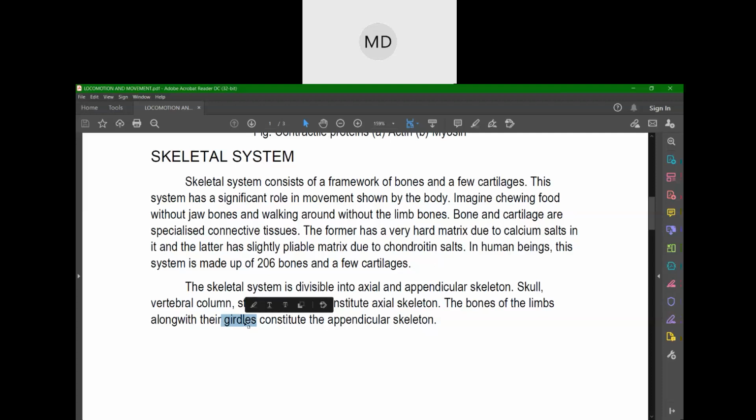So all those girdles, and the bones of the limbs, means hands and legs, comprise the appendicular skeleton, and the axial skeleton comprises the skull, vertebral column, sternum, and ribs. So you need to remember these things. Which bones come under axial skeleton, which bones come under appendicular skeleton, that you need to remember. All right, so the skeletal system is divisible into two parts. One is axial, one is appendicular.